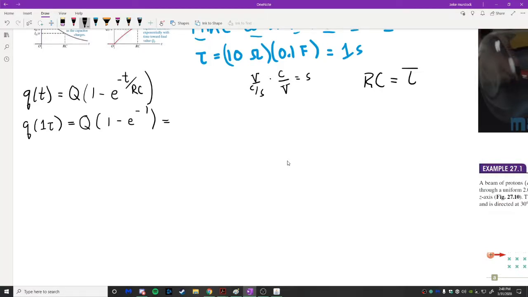You guys with me here? Can you calculate that? What's that equal to? You can either type it in the chat or just cue your mic and say something. Yeah, something like 0.63Q, right?